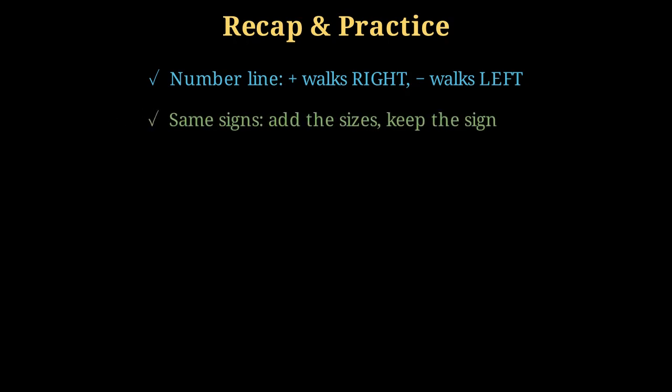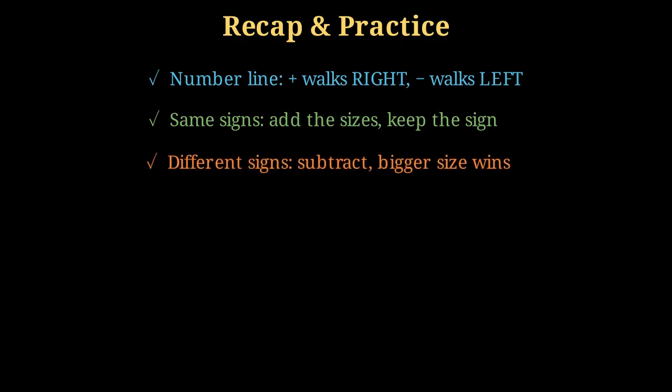Let's bring it all together. You can now do the 3 things we promised at the start. You can add integers on a number line, adding a positive walks right, adding a negative walks left. You can use rule 1, same signs. Add the sizes and keep the sign. And rule 2, different signs, subtract the sizes, and the sign of the bigger size wins.